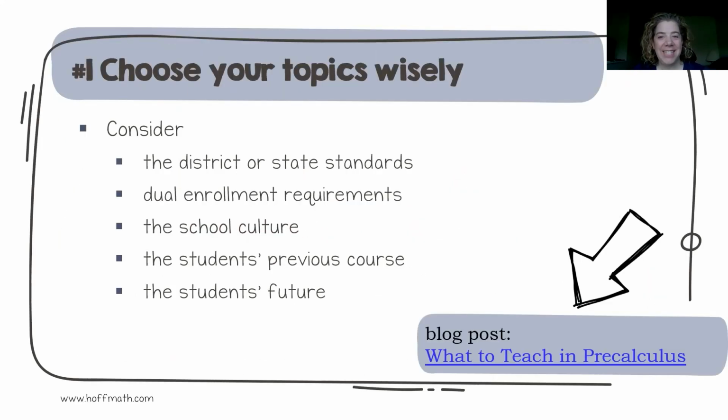Let's get started. Tip number 1, choose your topics wisely. Make sure that when you're deciding what to teach in your Precalculus class that you consider any district or state standards, any dual enrollment requirements if your class is dual enrollment or concurrent credit, the culture of the school, what's been taught in the past, what the students are like, what their goals are, the students' previous course, were they in an honors Algebra 2 or an on-level Algebra 2, did they take Algebra 2 in summer school, and the student's future.